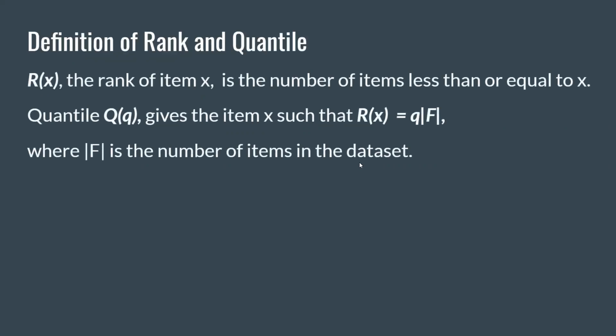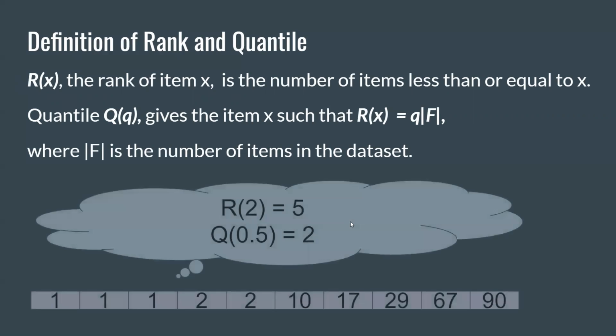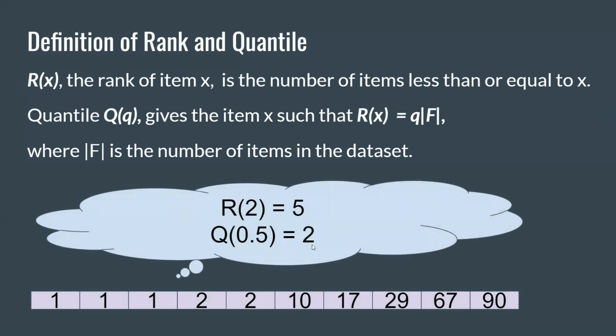Let's first define what rank and quantiles are. Rank of an item X is the total number of items that are less or equal to X. Quantile Q returns an item X such that the rank of X is equal to Q times the total number of items in the dataset. In this example, rank of 2 is 5, and quantile of 0.5 is 2, since 2 is a median.